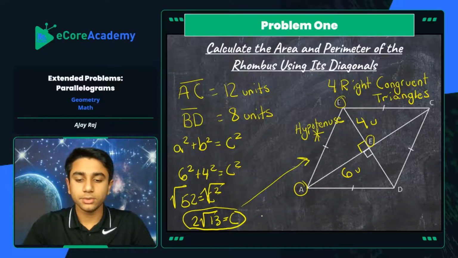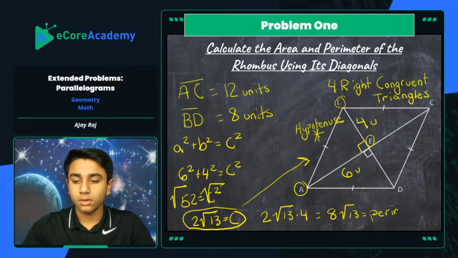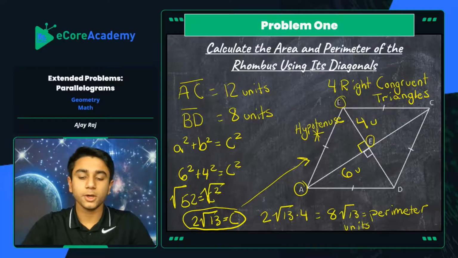And now what we're going to do is multiply that by 4. 4 times 2 root 13 gives us 8 root 13 equals perimeter. And that, of course, is units. Always keep that measurement in mind. Very important in geometry. All right, let's move on.